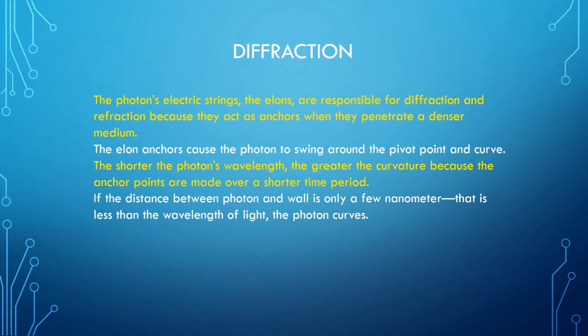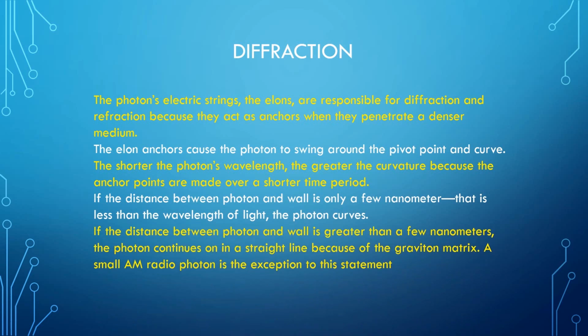If the distance between photon and wall is only a few nanometers, that is less than the wavelength of light, the photon curves. If the distance between photon and wall is greater than a few nanometers, the photon continues on in a straight line because of the graviton matrix. A small AM radio photon is the exception to this statement.